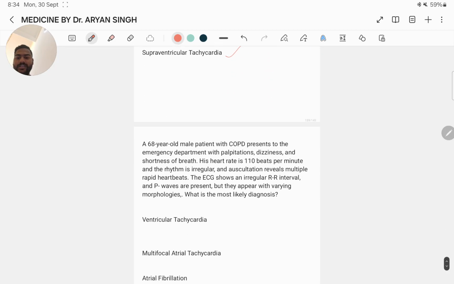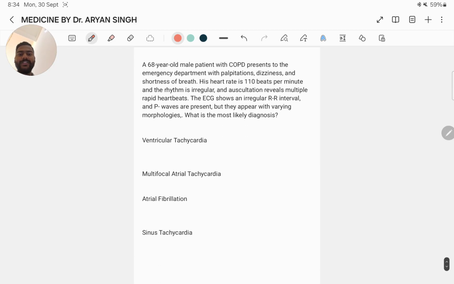Next question. A 68-year-old male patient with COPD presents to the emergency department with palpitation, dizziness, and shortness of breath. His heart rate is 110 beats per minute and the rhythm is irregular, and auscultation reveals multiple rapid heartbeats. The ECG shows an irregular RR interval and P waves are present, but they appear with varying morphologies. What is the most likely diagnosis? Ventricular tachycardia, multifocal atrial tachycardia, atrial fibrillation, or sinus tachycardia?